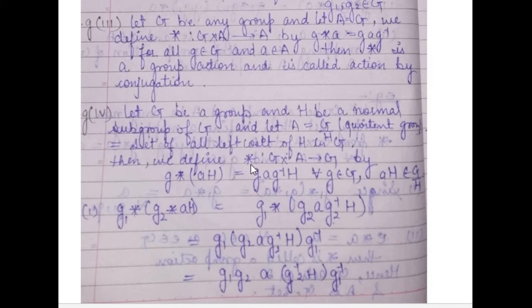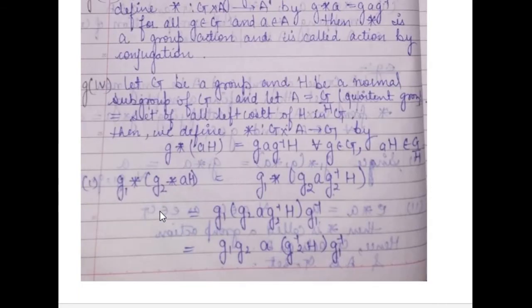And we define a mapping star from G cross A to G by H, where AH is an element of G by H, by G star AH is equal to G A G inverse H, for all G belonging to capital G and AH belonging to G by H. It is also a group action. So for that we have to show the two properties.